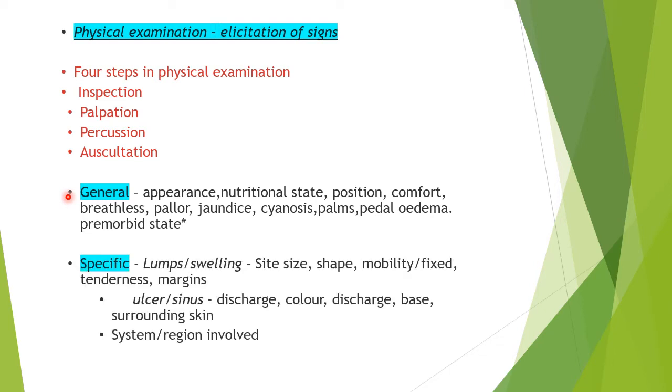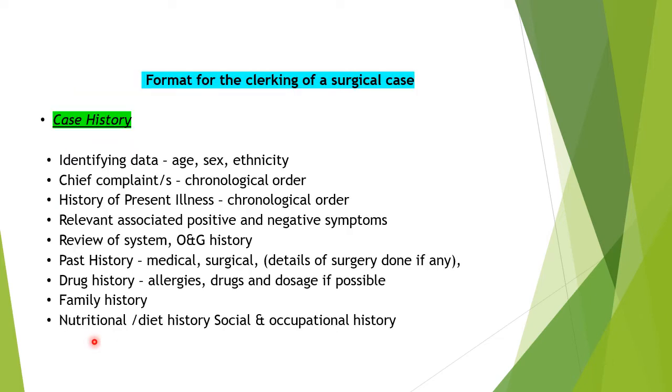The other one is the specific examination, where you examine a lump or a swelling in the region where it occurs. That is the specific or regional examination. So you examine, for example, an ulcer or a sinus, and then you examine the region where it occurs. In general, it is actually the system. So if the patient complains of abdominal pain or vomiting, then the specific examination will involve examination of the abdomen.